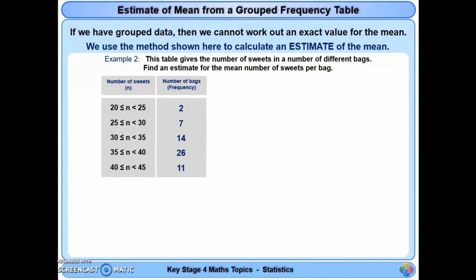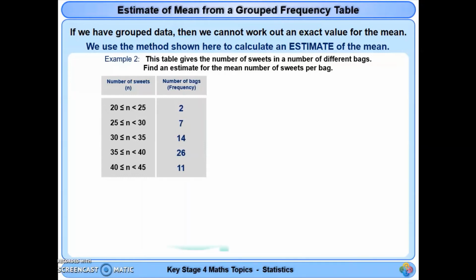Again, we're talking about estimates because we know there are 2 bags of sweets that contain this many sweets, but we can't be precise because we don't know if it was 20, 21, 22, 23, or 24. We only know that it landed within that group.